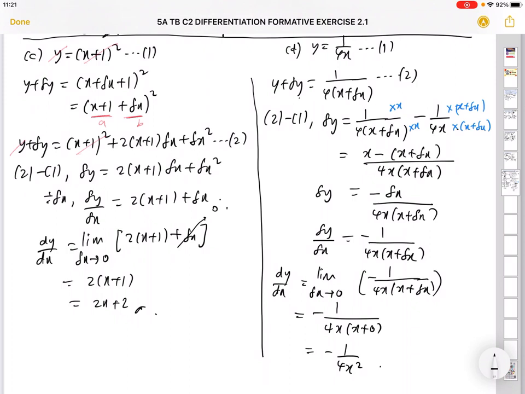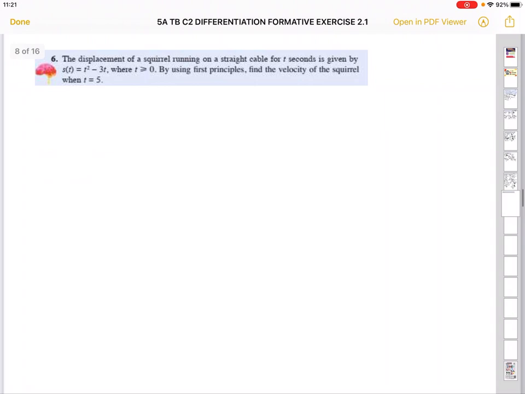Now let's look at number 6, and I think this is the last one. The displacement of a squirrel running on a straight cable for t seconds is given by the function s(t) equals t squared minus 3t, where t is greater than or equal to 0. Using first principle, find the velocity. Velocity is basically the rate of change of displacement. I'm going to learn a lot more detail about displacement later on. It's a bit hard to use s, as there'll be delta s, which looks confusing, so I'm just going to use y. Because this function is s(t), we can let y equal t squared minus 3t.